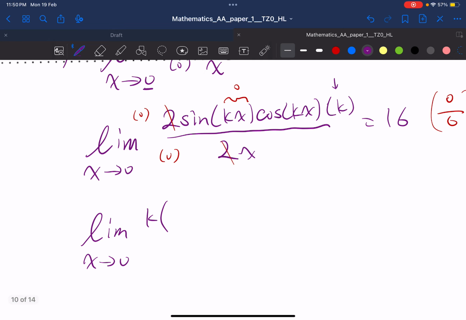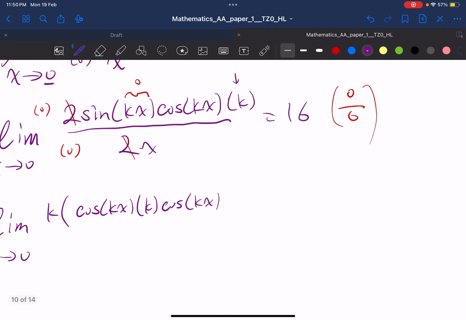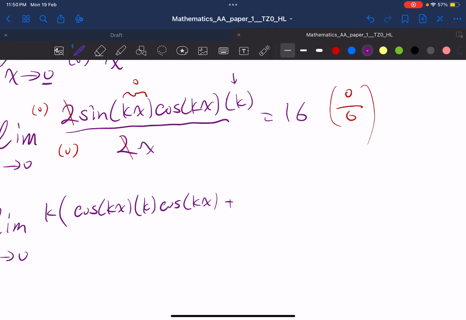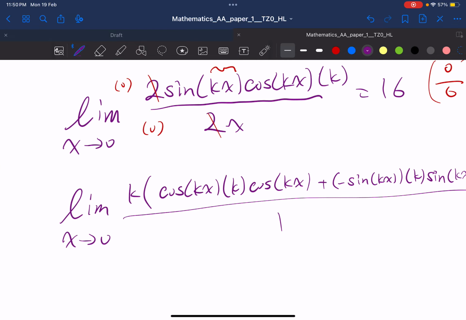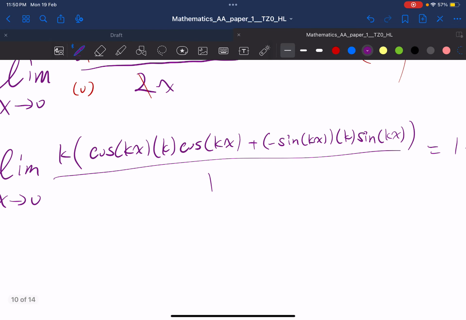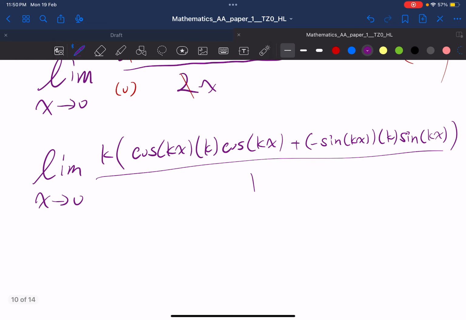So differentiate sine. Here it's a product rule this time. Differentiating sine will be cosine. Differentiate inside, it's k. Cosine kx. Remember, copy the second function for product rule. And then differentiating cosine would be negative sine. Differentiate inside will be k. Copy the first one. And then all over 1. Differentiating x is 1. So I think that marks the end of this question.